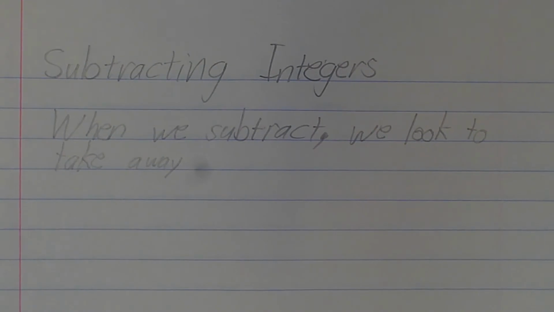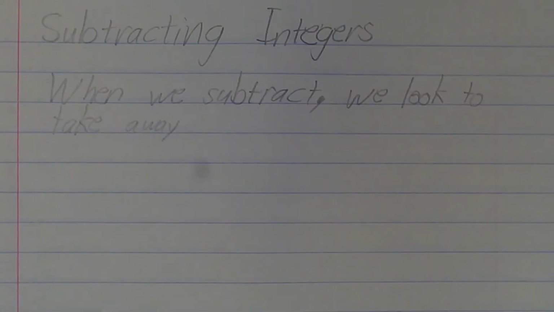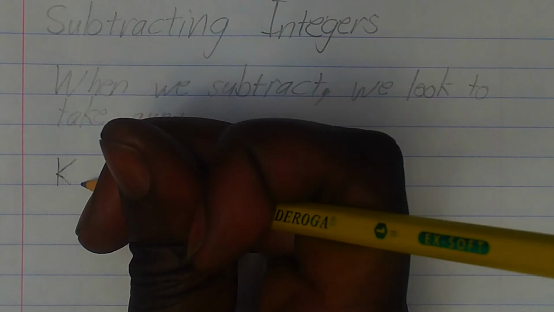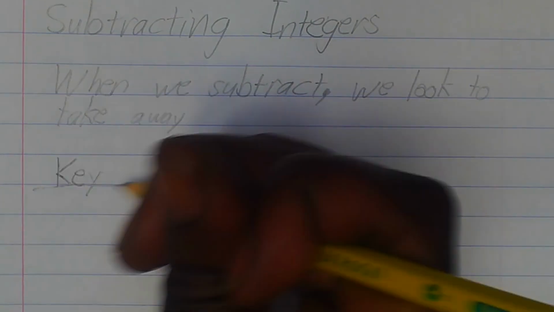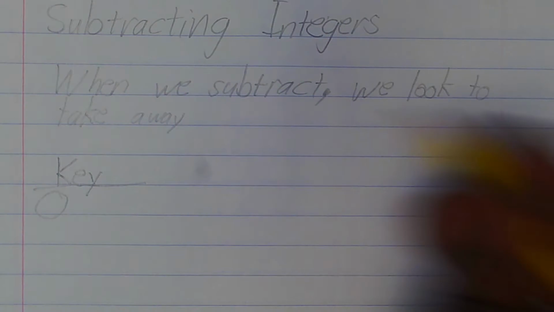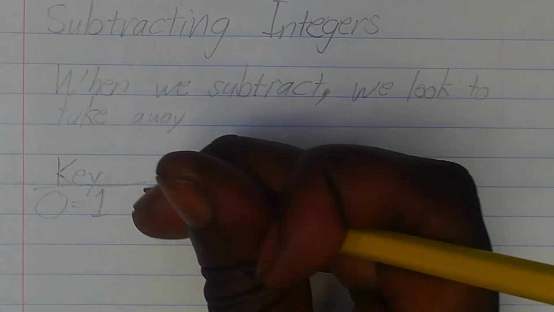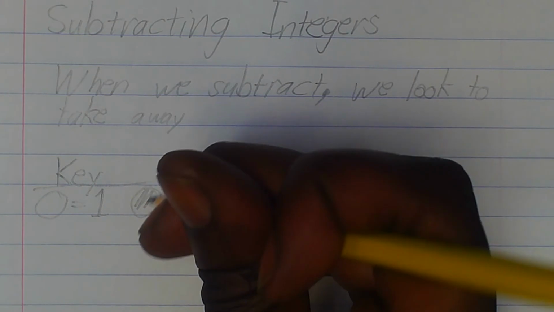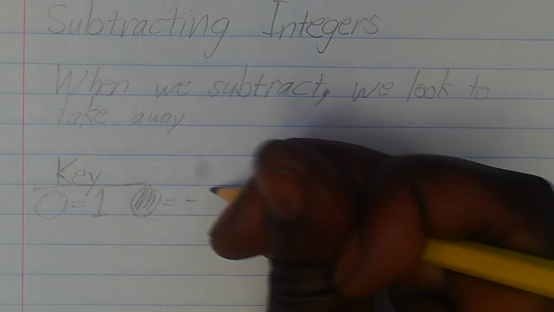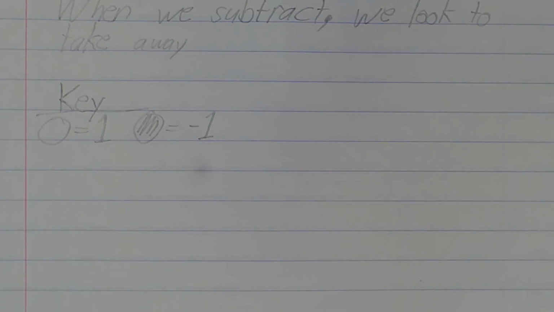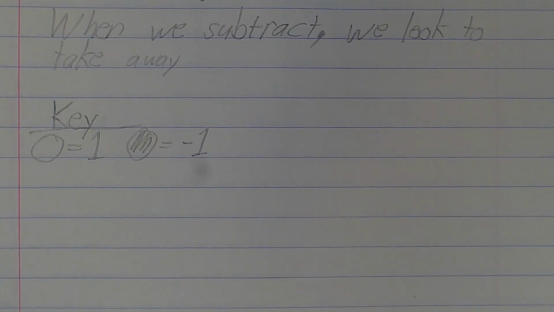All right, again, so when we're subtracting integers, we always look to take away, especially using the counters. So we're going to start with the following. Let's say I have a key, and I'm going to have the unshaded circle equal 1. That is positive. The shaded circle will equal -1, or 1 that is negative. All right, and remember, we look to take away.